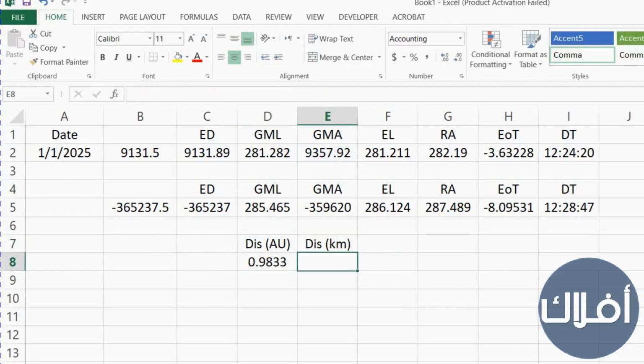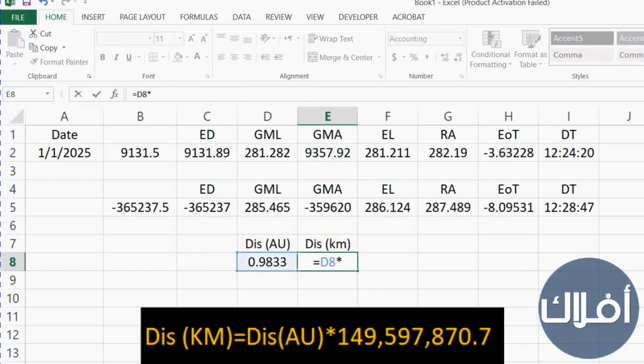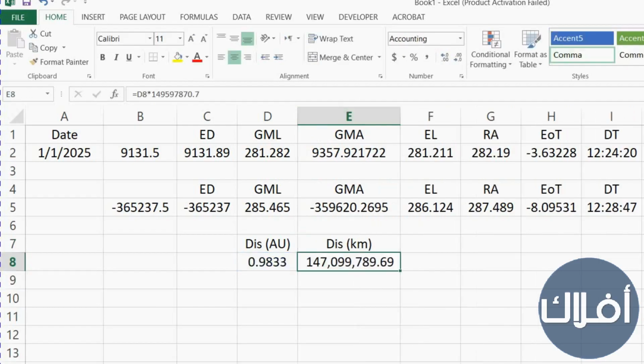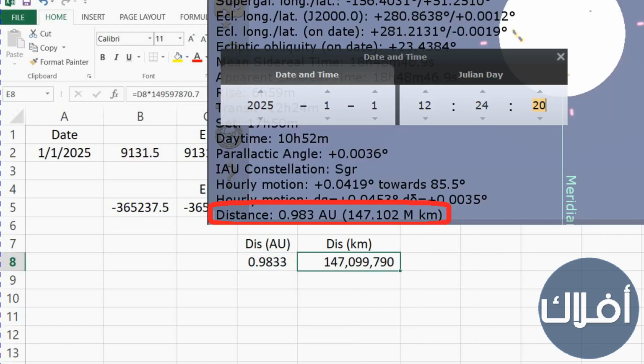To convert to kilometers, we need to multiply the AU by 149,597,870.7, and this will be the distance in kilometers. And if we compare this to Stellarium, we can see that the difference is about 3,000 kilometers. So in summary, we have seen three methods to calculate Dhuhur time: the lookup method, the formula method, and the more accurate calculation method. And we also calculated the distance between the Earth and the Sun.